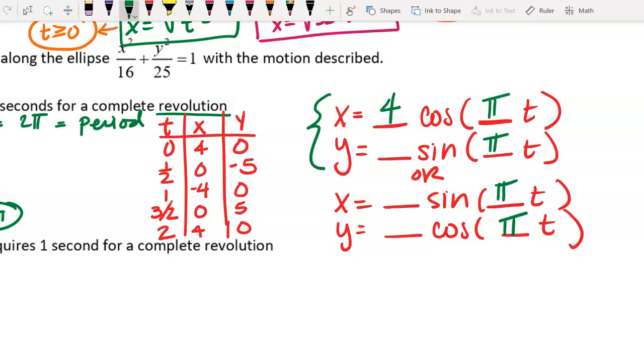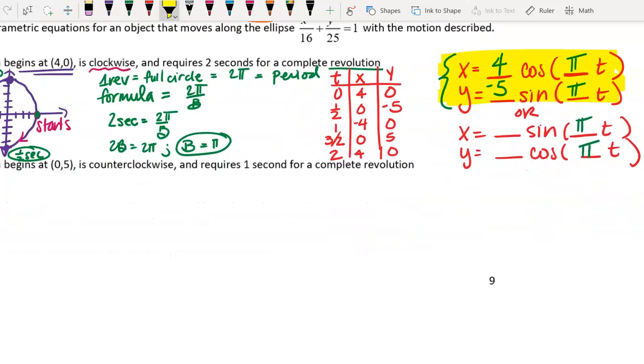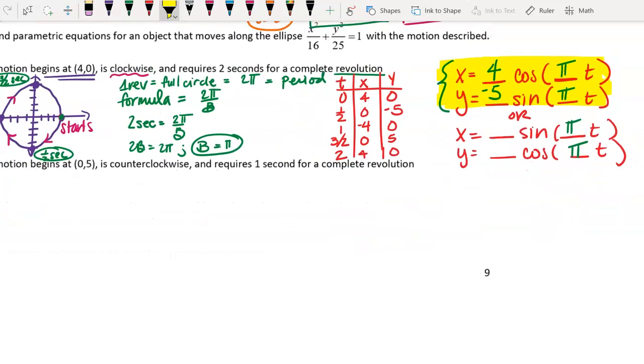-5. So what is our amplitude for y? -5. You were right. And guess what? Those are our two parametric equations. Okay. After a few of these, you're going to be like, oh yeah, I know what the amplitude should be. Anytime you're dealing with circulars, it's always a trig parametric equation.